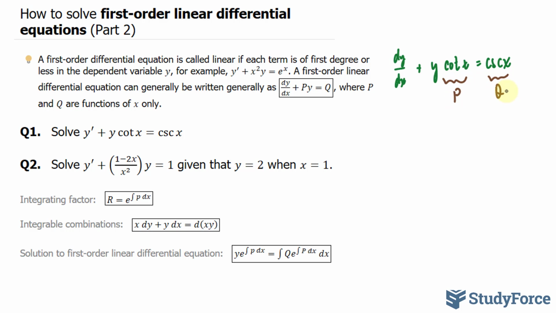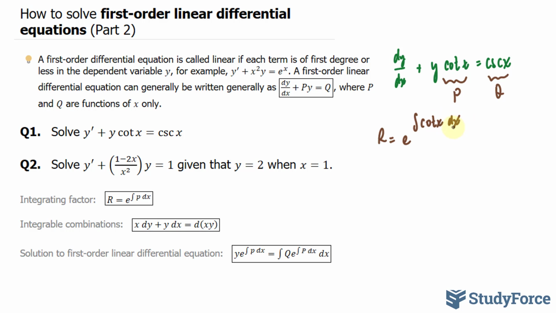And it's important that you identify your p, because once you've identified your p, you can find your integrating factor, and the formula for the integrating factor is shown right here. Once we find our integrating factor, our r, we'll take that and multiply our differential equation by it. Here's what I mean by this. Let's start by saying r is equal to e to the power of the integral of cotangent x dx.